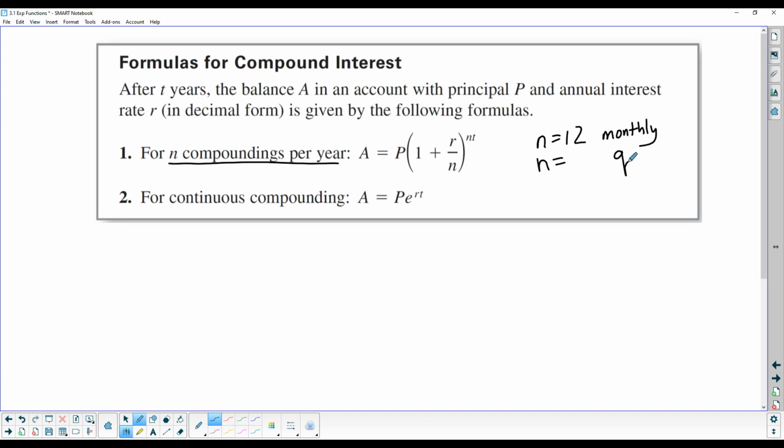Sometimes, for some accounts, they're compounded quarterly. My 401k is compounded quarterly. How many times a year is quarterly? 4. Quarterly in a year means 4 times a year. So every 3 months.